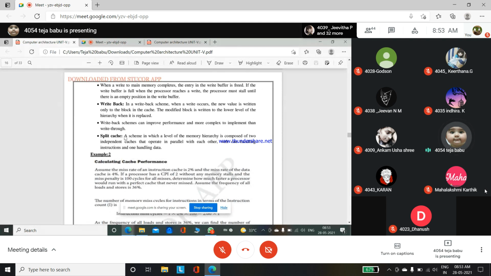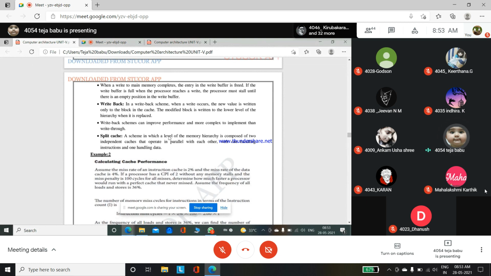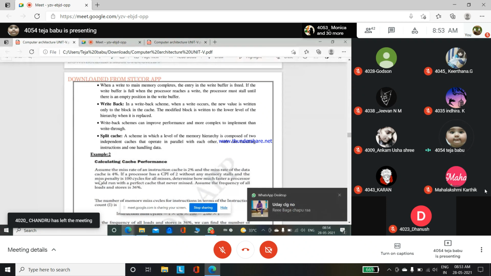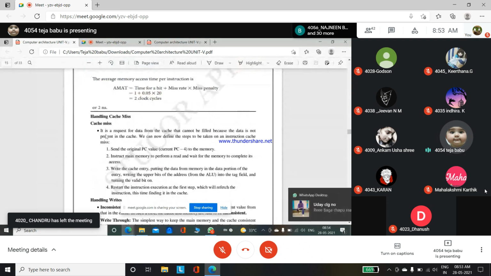Okay, let's check about split cache. A split cache is a scheme in which a level of the memory hierarchy is composed of two independent caches that operate in parallel with each other. These two independent caches work at the same time, one handling instructions and the other handling data. So this is all about handling writes.